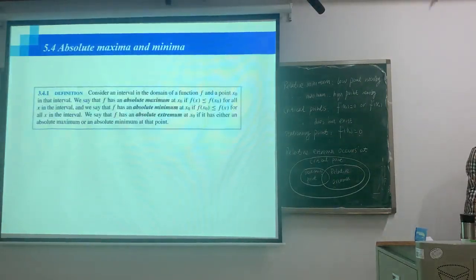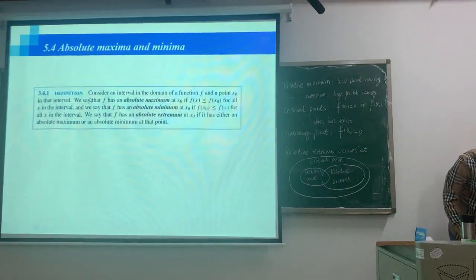Now let's see the definition. Consider an interval I of a function f and a point x0 in that interval. We say that f has an absolute maximum at x0 if f(x) is less than or equal to f(x0) for all x in that interval. Okay, this one is the definition.